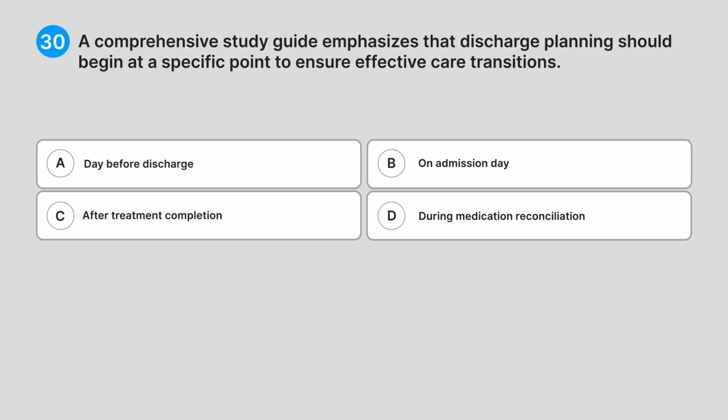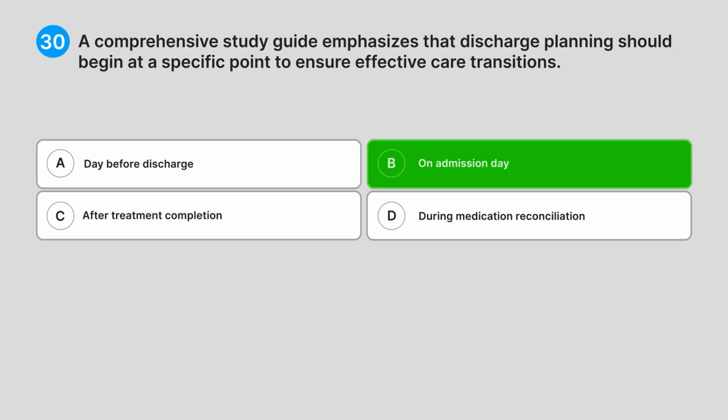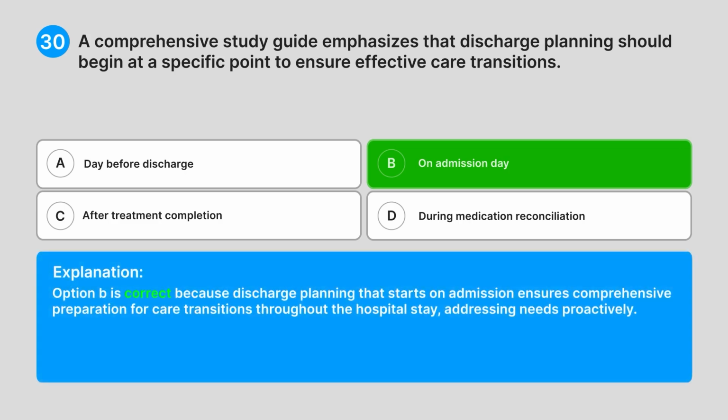Correct answer. B. On admission day. Explanation. Option B is correct because discharge planning that starts on admission ensures comprehensive preparation for care transitions throughout the hospital stay, addressing needs proactively.